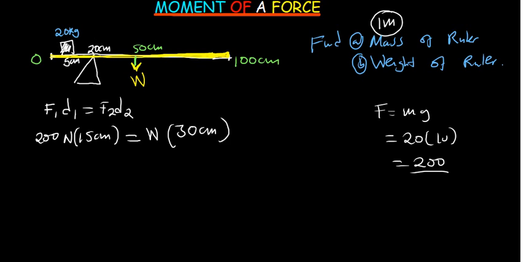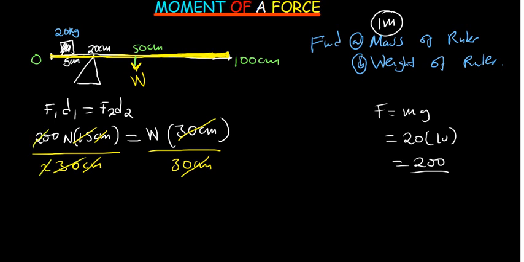Then we want to remain with W, so we're going to divide both sides by 30 centimeters. The 30 will cancel, centimeter will cancel the centimeter. 15 can go into 30 two times, and then these two can go into 20 ten times, but this is a 200, so it will go there 100 times, and the newton has remained. So 100 newtons is equal to the weight. So this is the weight of the ruler. We have answered the second part of the question.